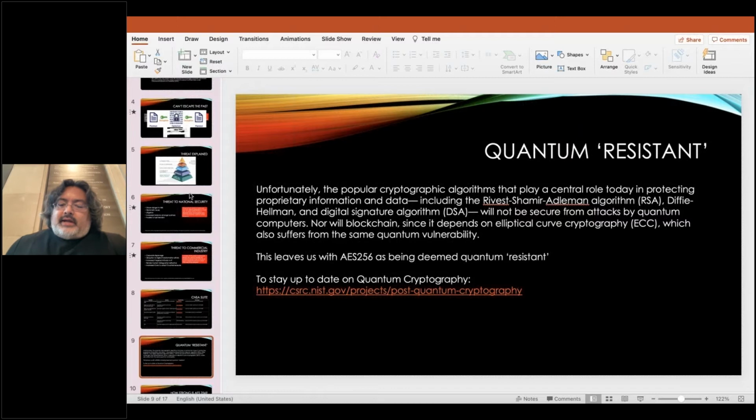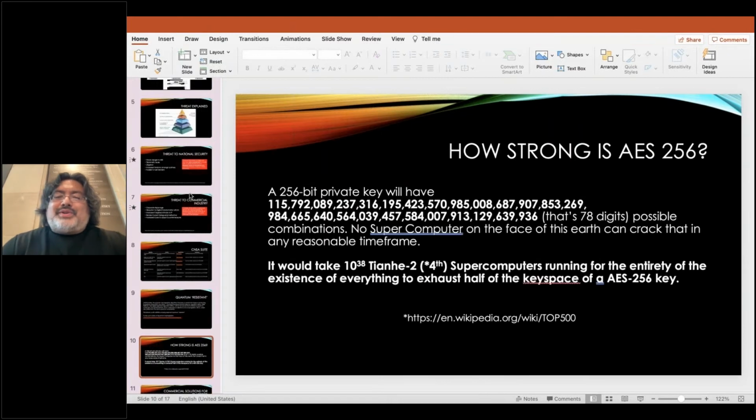A lot of questions I get asked are about how strong some of these algorithms are. So the question was, how strong is AES 256? A 256-bit private key will have that many possible combinations, which is 78 digits of possible combinations. Currently, no supercomputer on the face of this earth can crack that in any reasonable time frame. People that track the top 500, or the top 50, the fastest supercomputers on the planet, know that the US and China are in a supercomputer race.